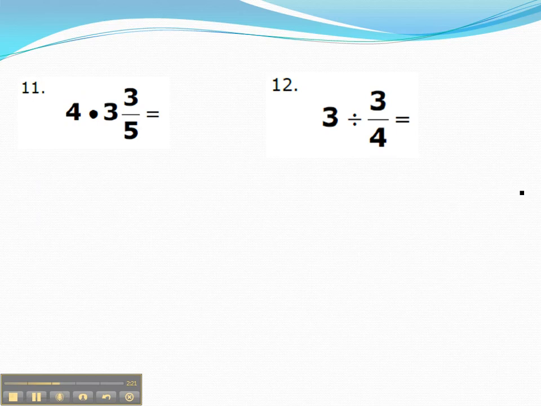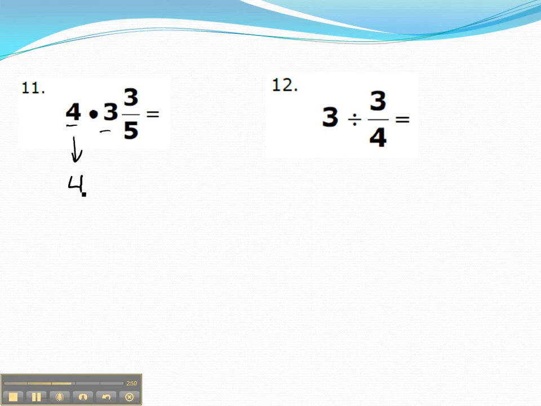Okay, problem 11. 4 times 3 and 3/5. We can't multiply like this. Well, let's remind ourselves of the song that we learned. Dividing fractions is as easy as pie. Just flip the second fraction and multiply. Multiplying fractions, that's no problem. Top times top and bottom times bottom. So if I have a whole number and a mixed number, I don't have just tops and bottoms. I need to express these as improper fractions before I can multiply top times top and bottom times bottom.